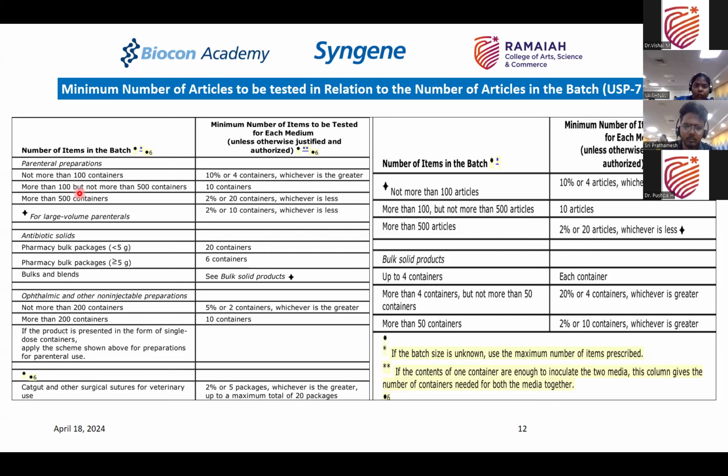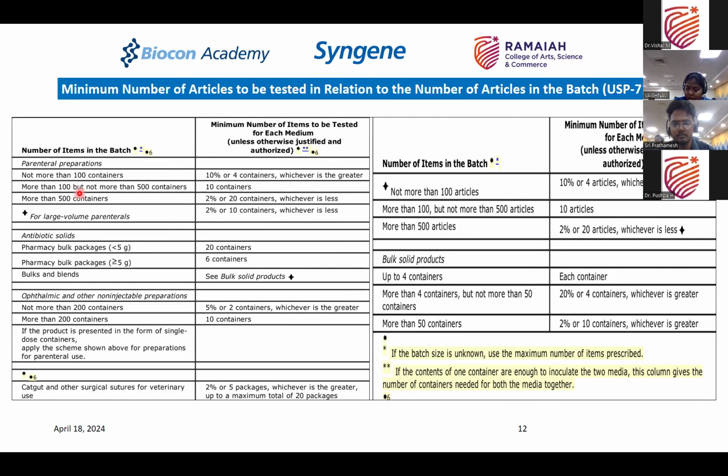Likewise, you have catgut. What is the meaning of catgut? Catgut or surgical sutures. The catgut is nothing but the surgical threads. You would have seen the surgical threads used during the process of operation or if you have some cuts, they will use those surgical threads. Those are called catguts. So that also, the analysis depends upon the number of packages. 2% or 5 packages, or greater than that, has to be analyzed.